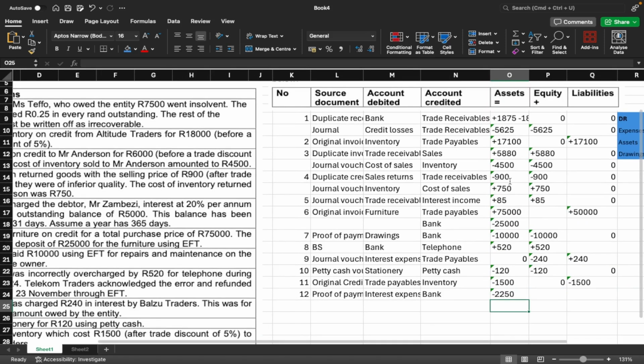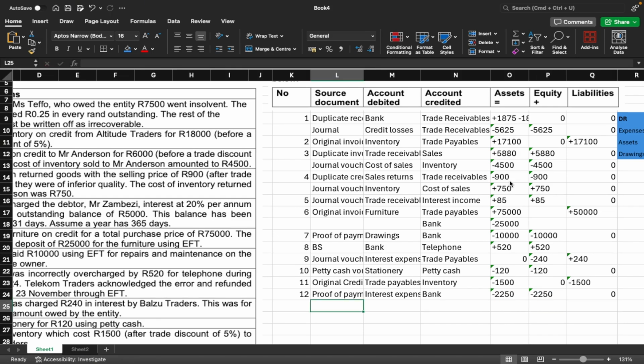because money just left our bank account, and under equity we've got 2,250 rand as a negative as well because we've just paid this amount of interest. So remember, interest expense is an expense account reducing our equity account, and of course we have nothing under liabilities, so we're going to put 0 there.